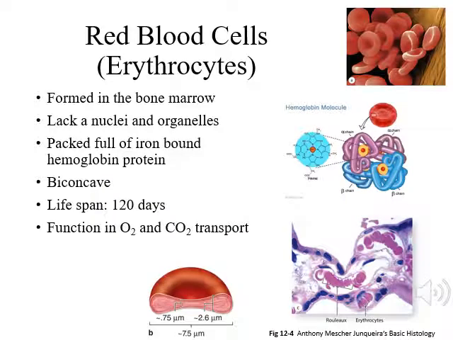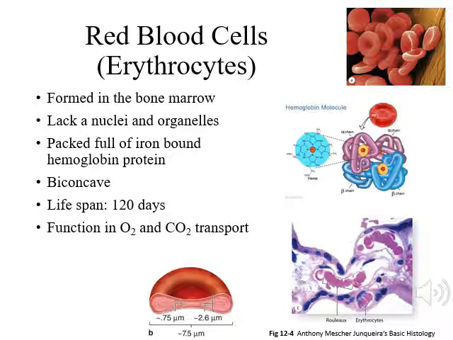Let's start first with our erythrocytes, or our red blood cells. Red blood cells are formed within the bone marrow. They are considered terminally differentiated cells in that they will lose their nuclei upon release, and they will not be able to undergo any form of mitotic division. They actually lack a nucleus as well as a majority of organelles.